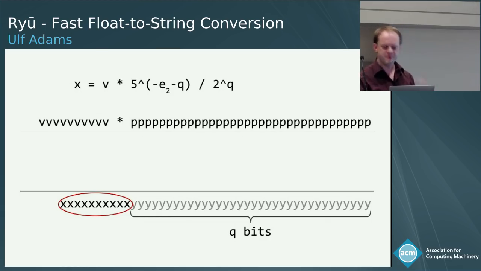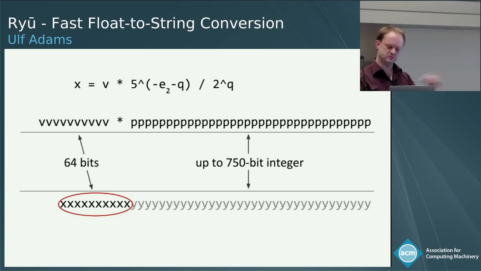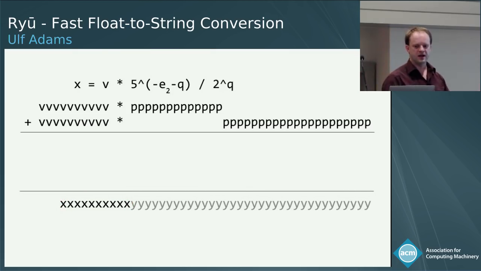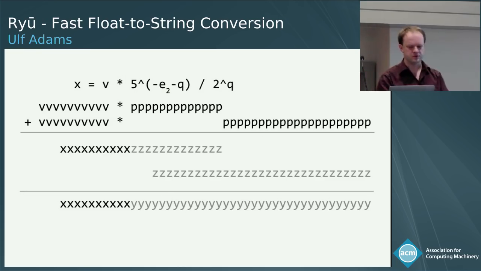So maybe we can split this multiplication into two multiplications. Oh, sorry. One more slide. There, what I just said. Maybe we can split this into two multiplications and take the topmost bits of P and the bottommost bits of P and do two separate multiplications and then add them together. And then we get two numbers and we add them and we get our correct output.